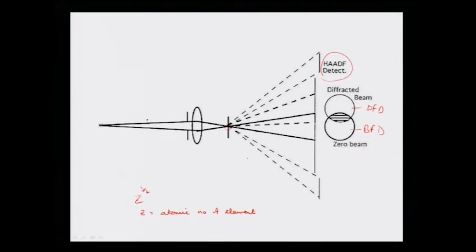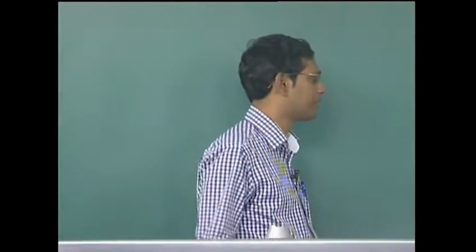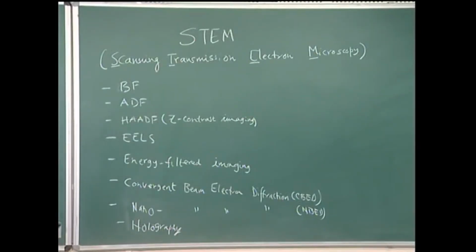Another important technique attached to the STEM is convergent beam electron diffraction and nano beam electron diffraction. Specifically, nano beam electron diffraction is nowadays widely used. We know that many techniques allow us to form grains or particles which are very small, suppose less than 5 nanometers. In those cases it is very difficult to obtain diffraction information using conventional diffraction like the selected area diffraction pattern.